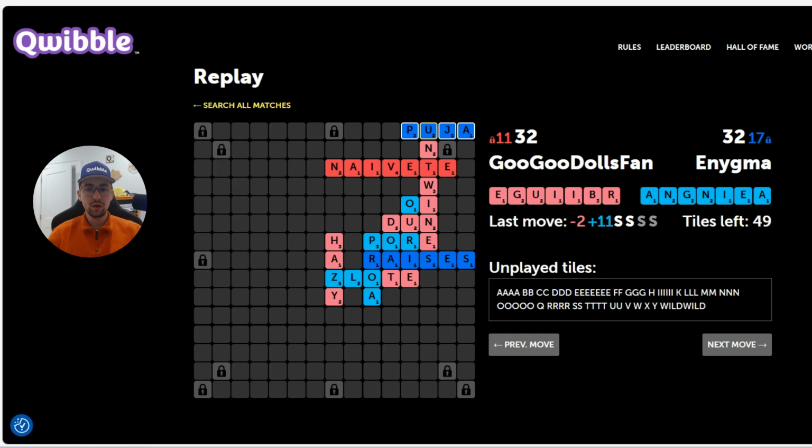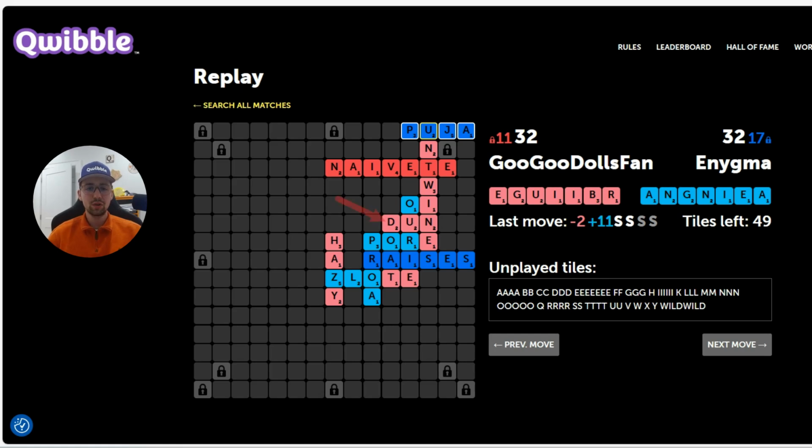I drew another I, which I wasn't particularly happy about, and had a tough play here. In this position, I decided there really wasn't a lot of opportunity for me to steal Carl's words. Because puja and raises are locked, I can't extend proa, and I don't have a hook for poor, so I can't really take any of Carl's letters. And as such, I decided to employ another strategy, protecting my own words.